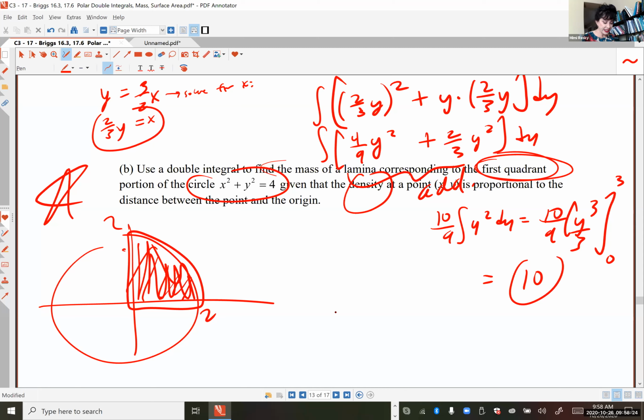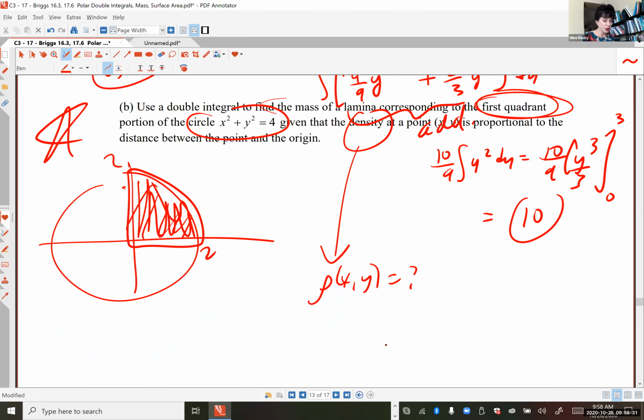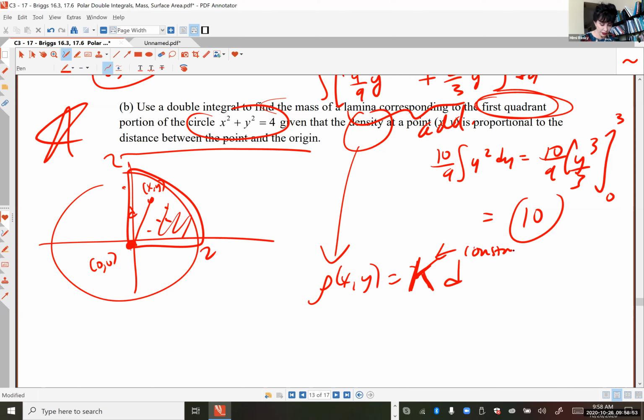And the density, they're not giving us the density function. Aha, this is the hard part. They're just telling us the density is proportional. It varies depending on how far the point is away from the origin. So if you pick an arbitrary point x, y, and you ask how far away it is from the origin, we'll call that d. And because it's proportional and you need a constant of proportionality, we'll call it k. That could be some weird constant, so you don't know what that is, but that does have to be part of the answer.